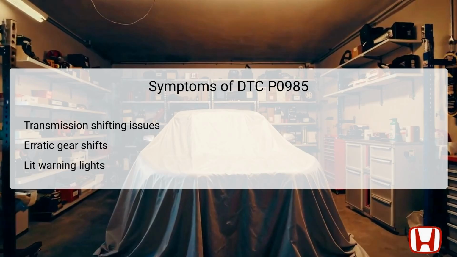When DTC P0985 is present, drivers may experience a variety of symptoms related to transmission performance. One of the most noticeable signs is difficulty in shifting between gears, which can lead to erratic or stuck gear changes. Such shifting issues may manifest as delayed shifts, over-revving, or being unable to shift into certain gears entirely.